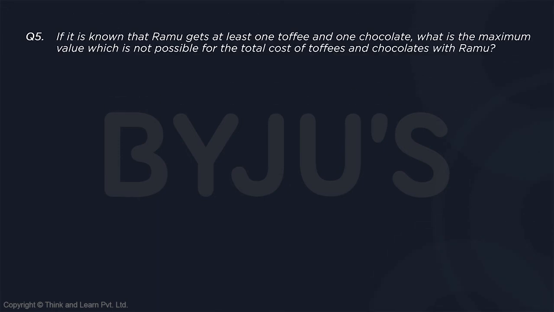If it is known that Ramu gets at least one toffee and one chocolate, what is the maximum value which is not possible for the total cost of toffees with Ramu? So Ramu has 7x plus 9y. But now the condition is that x and y are positive integers, if you notice, because he is getting at least one toffee and one chocolate.